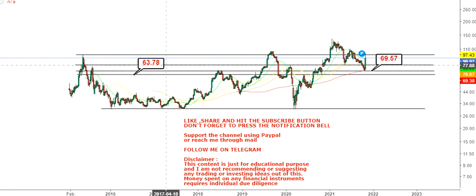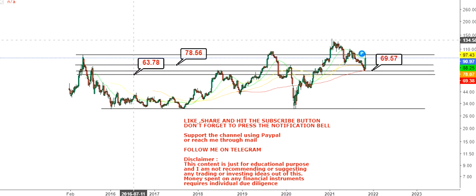Now as far as your immediate support is concerned, what we have here is 78.56. So this is going to be your immediate support, and as I told you, don't go below 69. More specifically, don't go below 63.78 or 63.5 on the downside, as this will be your final stop loss.